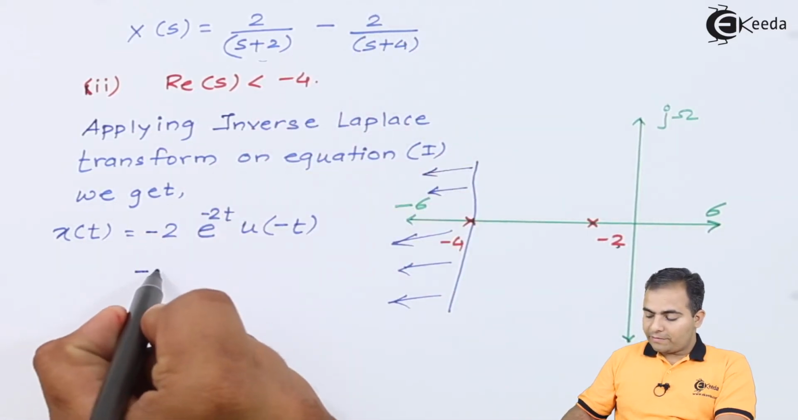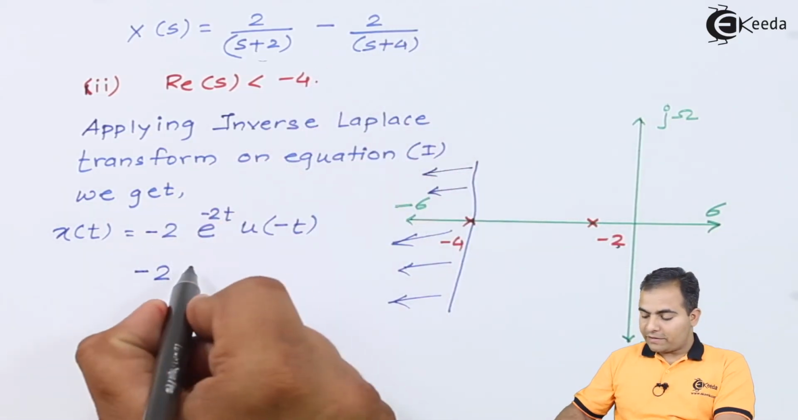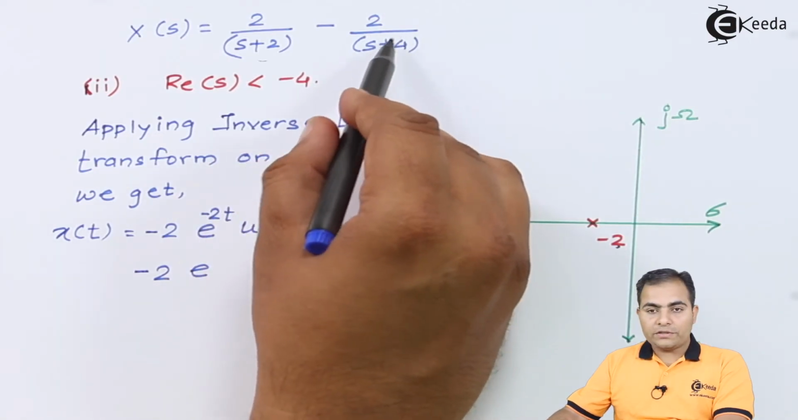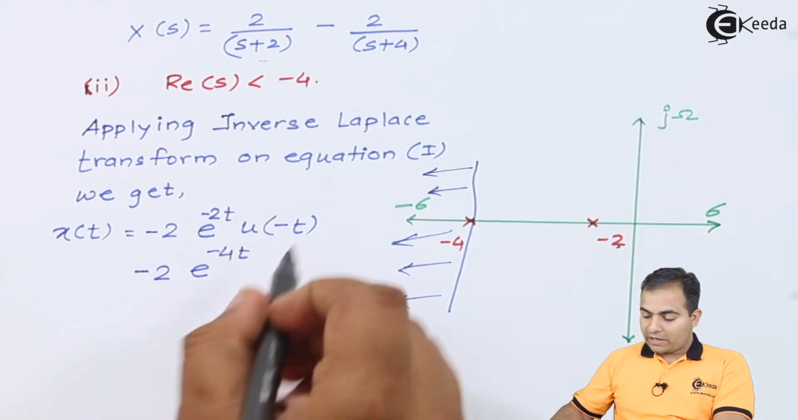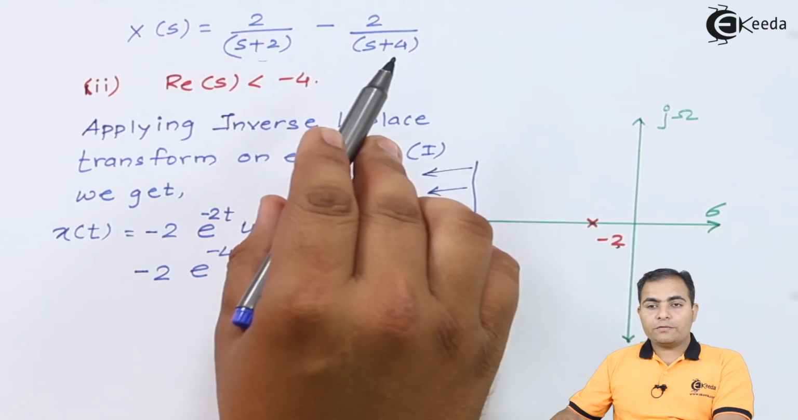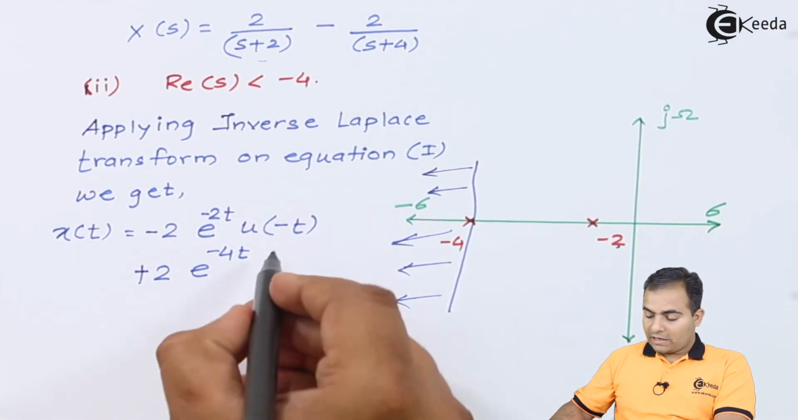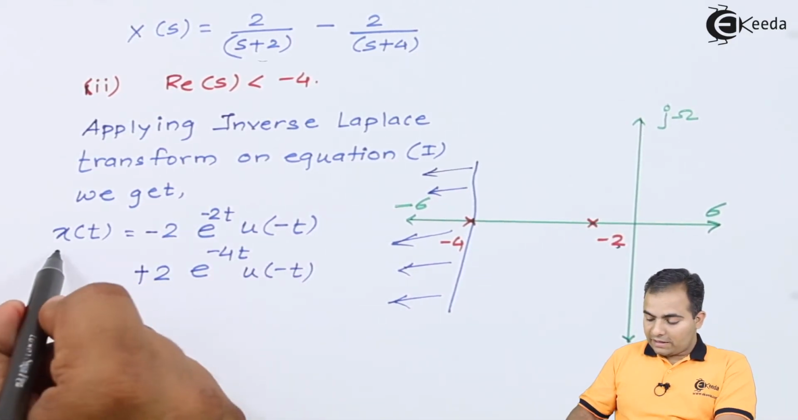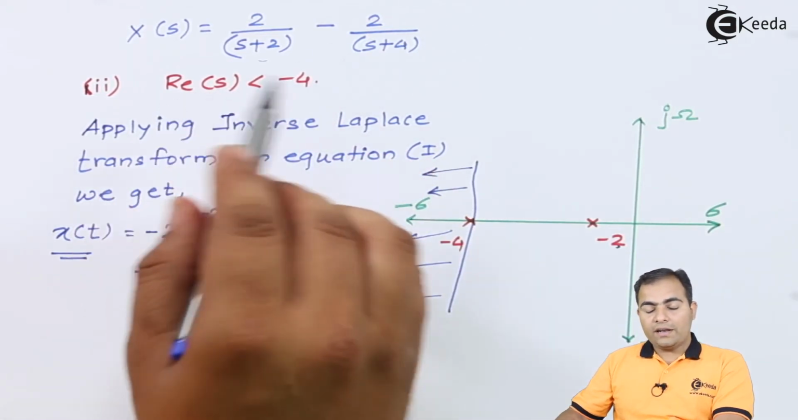So here we have already -2 as a constant. For s plus 4, here the s is delayed, which means we have to take help of the frequency shifting property, and we'll multiply the opposite value of 4 with the t. So we'll multiply it by -4, and here also the unit step is replaced by -u of -t. So this minus sign will become plus, and this u of -t is written as it is. And this is the inverse Laplace transform of this function when the ROC is left-handed sided.